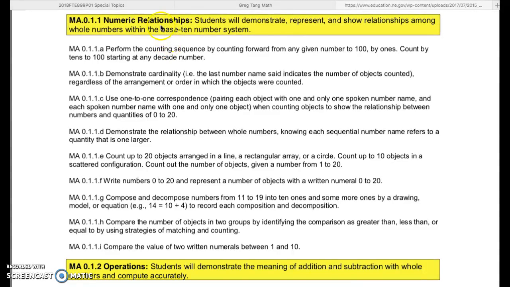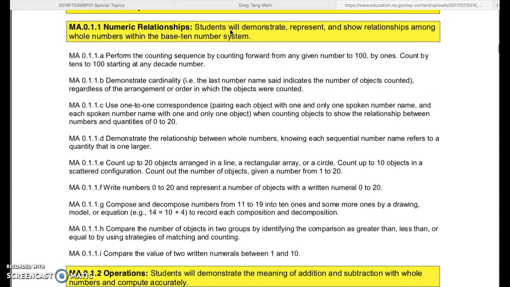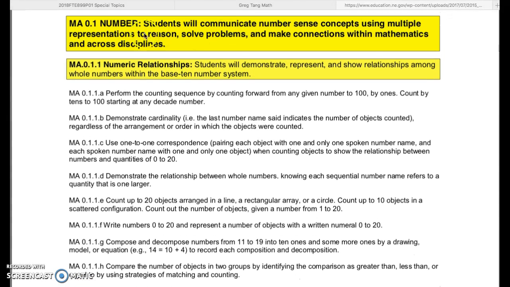So you'll see here numeric relationships. Students will demonstrate, represent, and show relationships among whole numbers within the base 10 number system. There's a lot that falls underneath of that. And here's our number sense standard here. Students will communicate number sense concepts using multiple representations to reason, solve problems, and make connections within mathematics and across disciplines. So there's a lot there. It kind of is a lot for them to do.